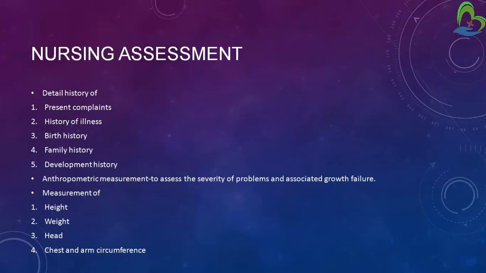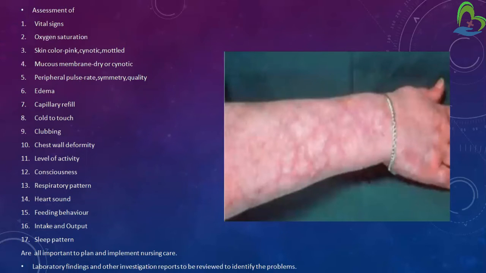Anthropometric measurement is done to assess the severity of problems and associated growth failure: measurement of height, weight, head, and chest and arm circumference. So we will do all the anthropometric measurements, which include height, weight, head, chest and arm circumference. Then we will also assess the vital signs, that is temperature, pulse, respiration and blood pressure. Then we will assess the oxygen saturation, then skin color, that is whether the skin color is pink, cyanotic or mottled.